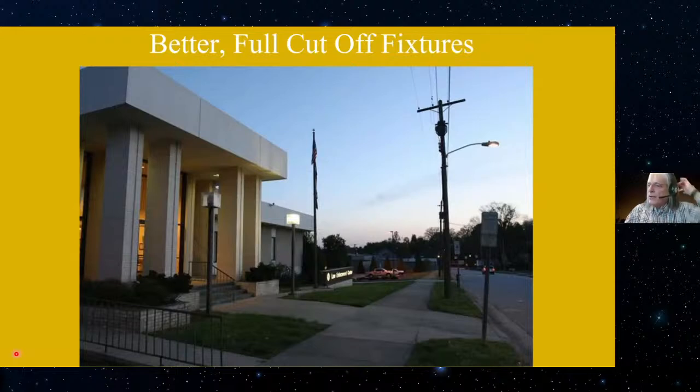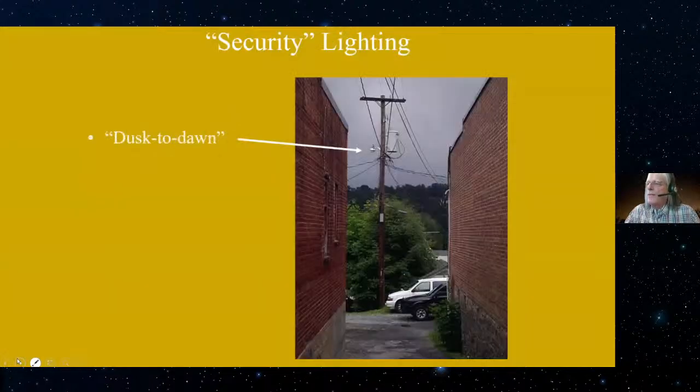Better are full cutoff fixtures, streetway fixtures. This has become the standard on state roads. The NCDOT went to full cutoff some time ago. There are other entities like Duke Power. If you ask for a private security light, they'll deliver a full cutoff fixture like this now. So that's a better fixture.